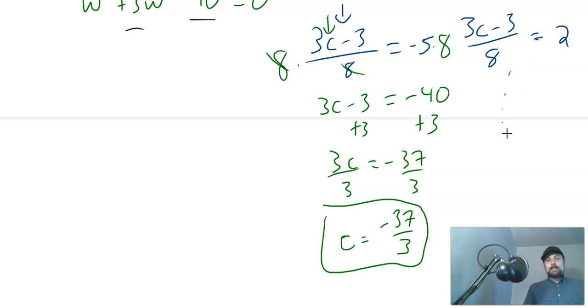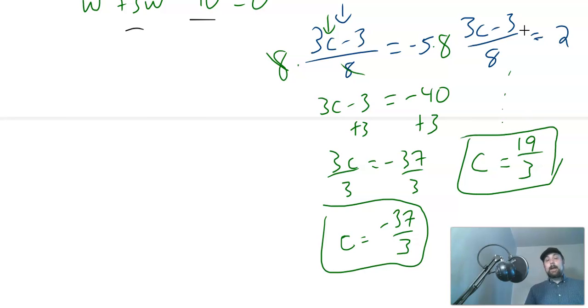Do the same thing here, same steps. So in fact, I'll just skip those steps because I think I can see what's going to happen. We'll get 19 over 3. So I'll leave those details for you, but it's the same exact steps. Multiply 8 on both sides, add 3, divide by 3, and you'll get to that point. Okay, let's move on to the next problem.